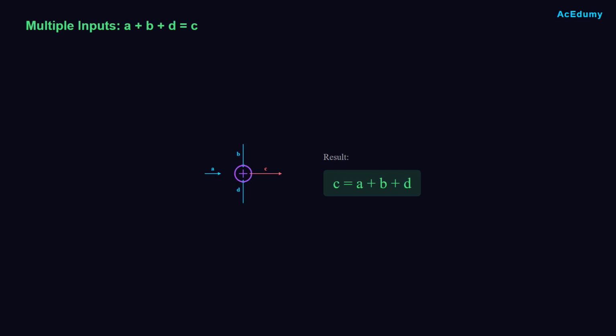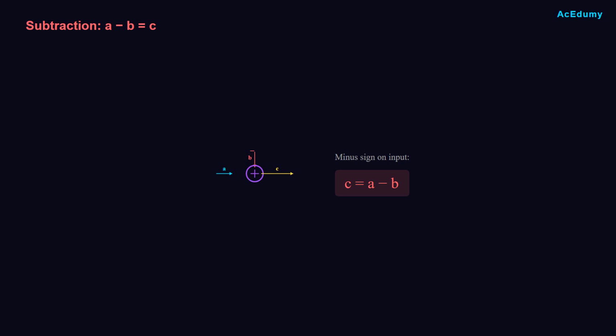You can have more than 2 inputs. For example, if A, B, and D all enter the circle and C exits, then C equals A plus B plus D. All incoming signals get summed together. For subtraction, we put a minus sign next to the incoming arrow. If A enters normally and B enters with a minus sign, the output C equals A minus B. Think of it as C equals A plus negative B.